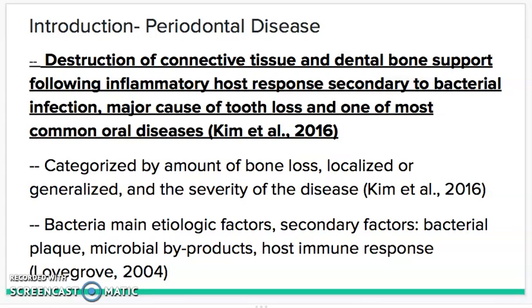secondary to bacterial infection. Periodontal disease is actually the major cause of tooth loss and one of the most common oral diseases in the mouth. Its main biological factors, which means things that can lead to periodontal disease, are bacterial plaque, microbial byproducts such as different brands of toothpaste that you use and different things, and of course the host immune response.